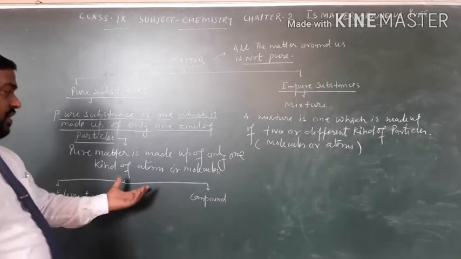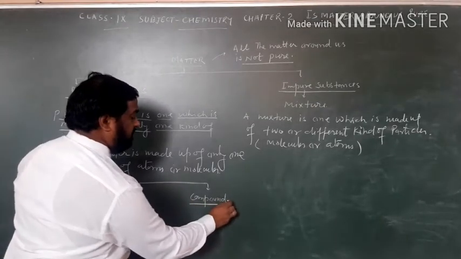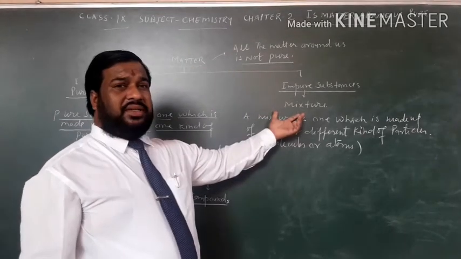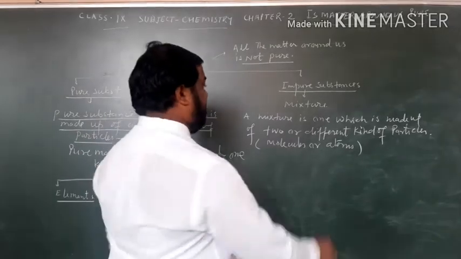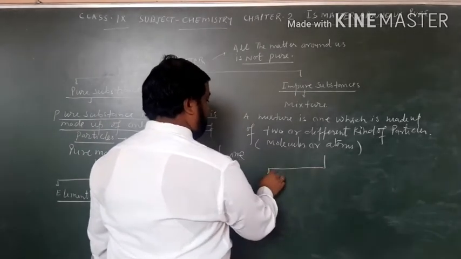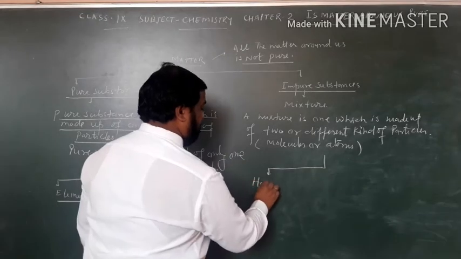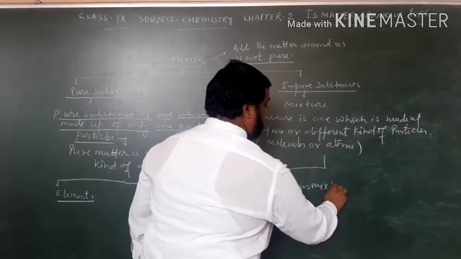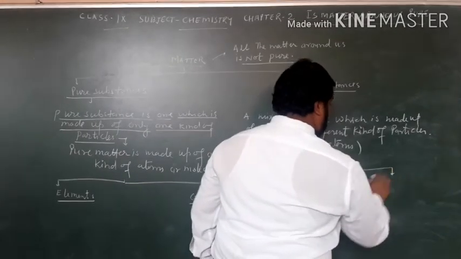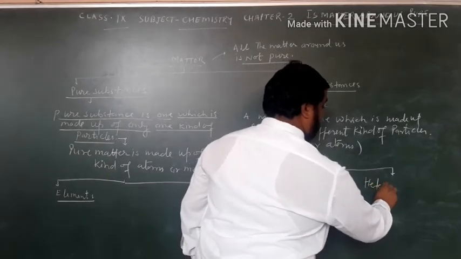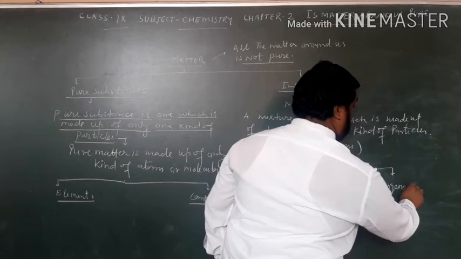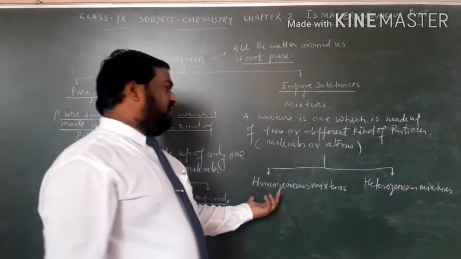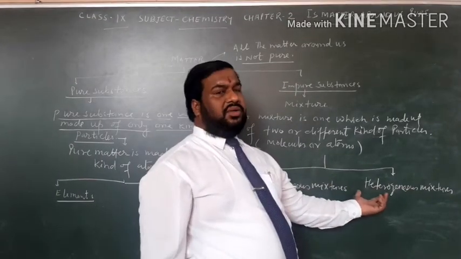Later, pure substances are further divided into elements and compounds, and impure substances, that is mixtures, are further divided into two parts. One is homogeneous mixture and the second is heterogeneous mixture.